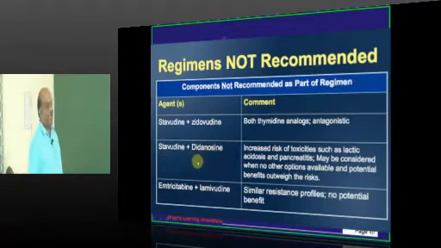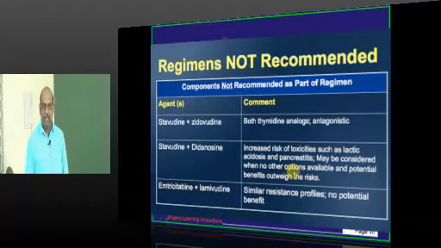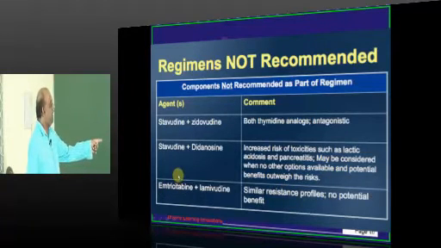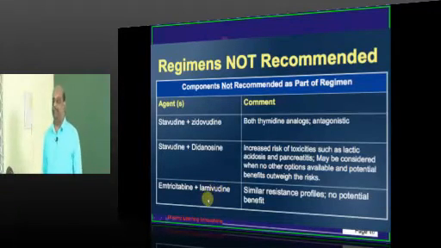Stavudine plus didanosine, don't give it, because it will increase the toxicity like lactic acidosis and pancreatitis. It is common to both of them. That will definitely occur, right? Then emtricitabine plus lamivudine, don't combine, because the resistance profile is the same for both of them.